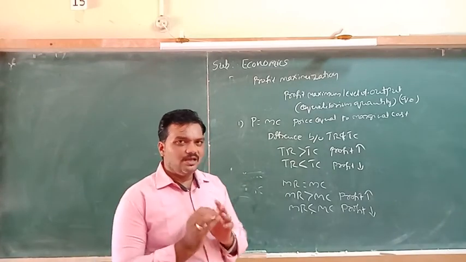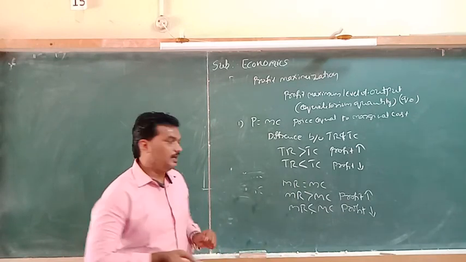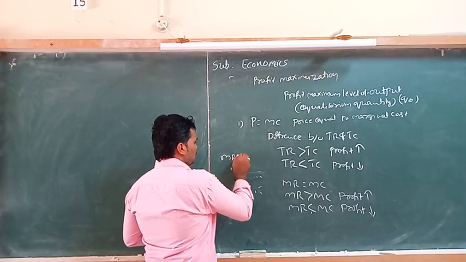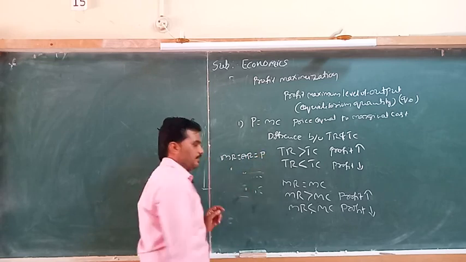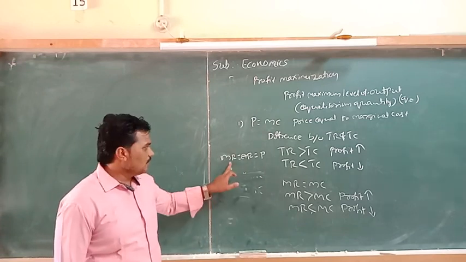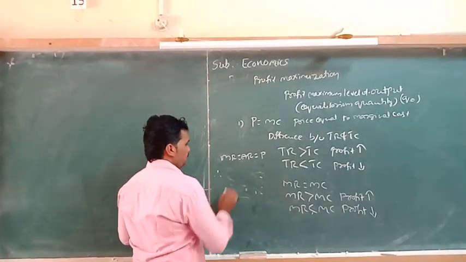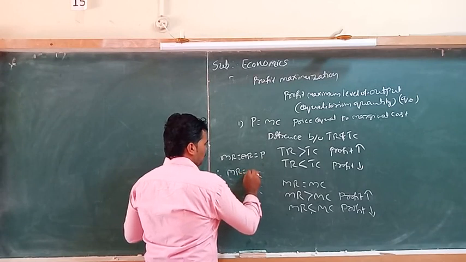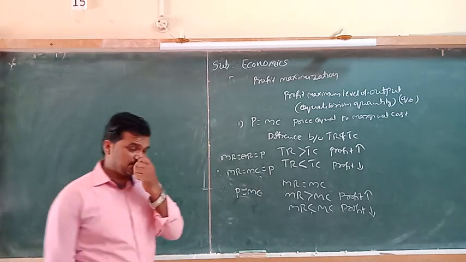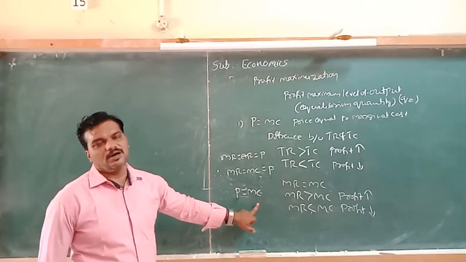Just recall the previous concept. In a perfectly competitive market, I told you the MR curve is equal to the AR curve, which is equal to the price line. MR is equal to AR is equal to P. That means the MR curve, AR curve and price line are the same. Therefore, MR is equal to MC is equal to P. So price is equal to marginal cost.